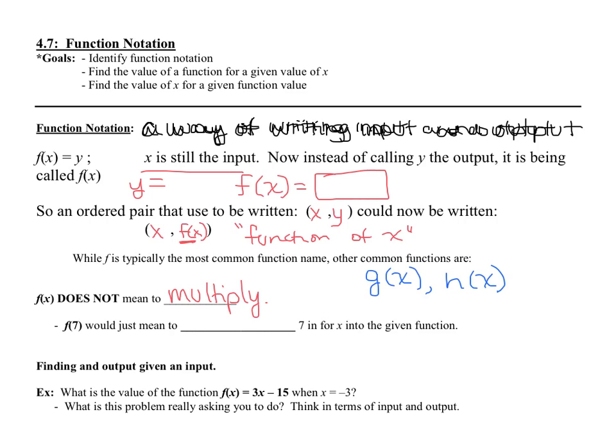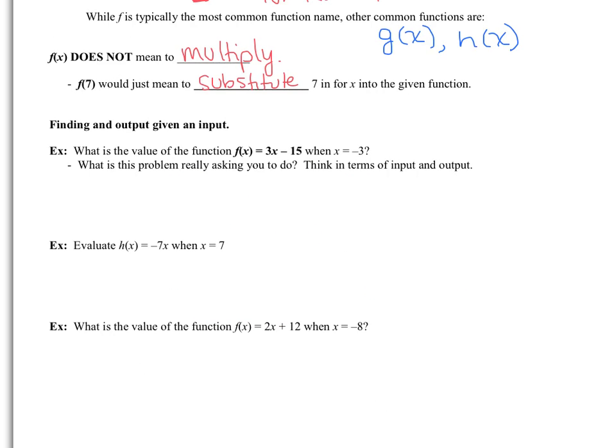So f of 7 would mean to substitute 7 into the function everywhere you see an x. The big thing with functions is if you can substitute, you can be successful.